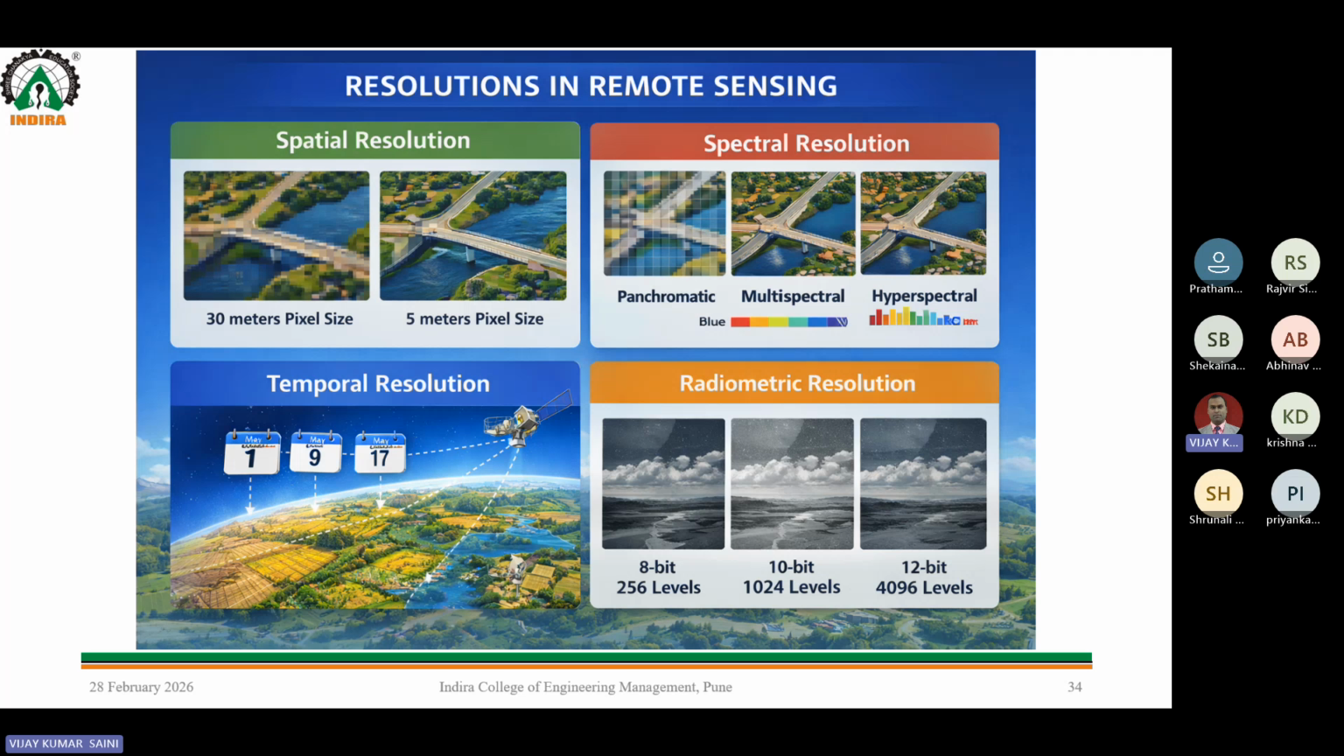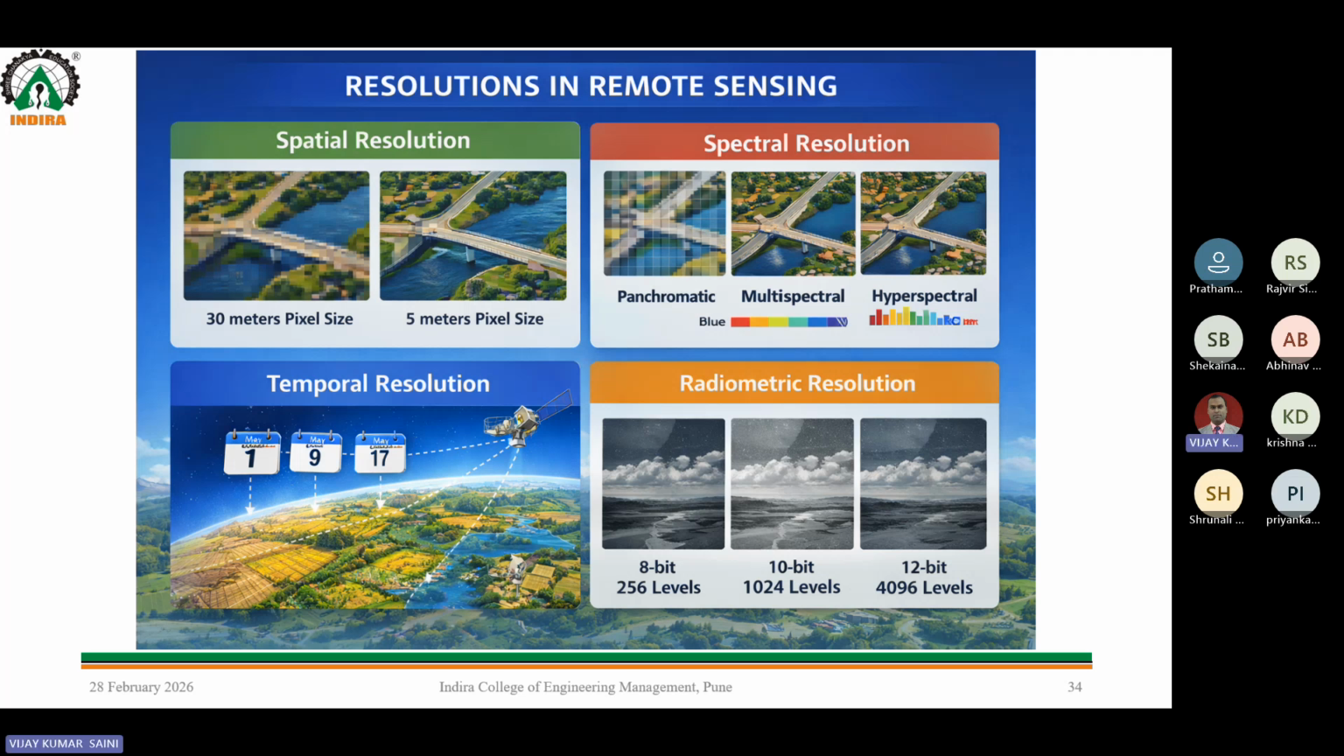When we take the first one, in this image you can see 30 meters pixel size, then 5 meter pixel size. You can see the difference. Similarly, for spectral resolution we have panchromatic, multispectral and hyperspectral. Whenever you use a different spectral resolution, you can see the difference. This image helps you check what exactly and how different things will be there.